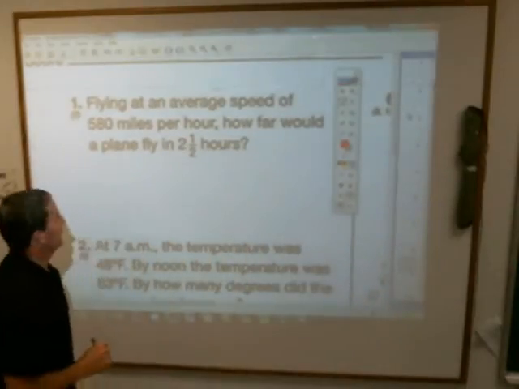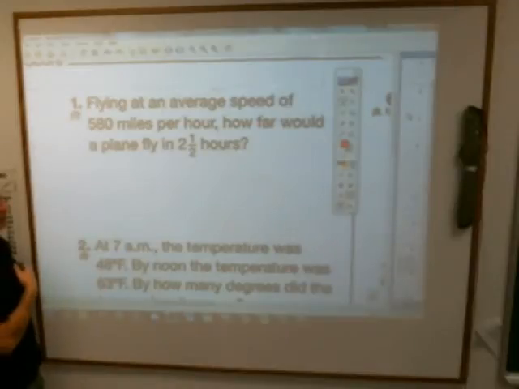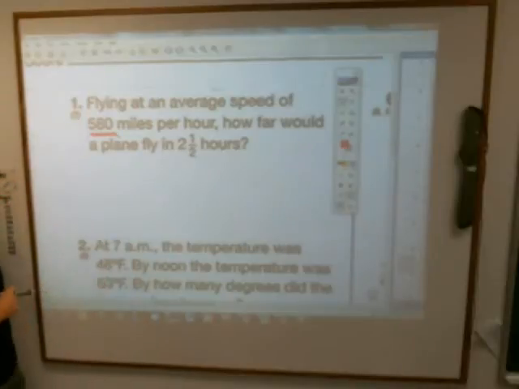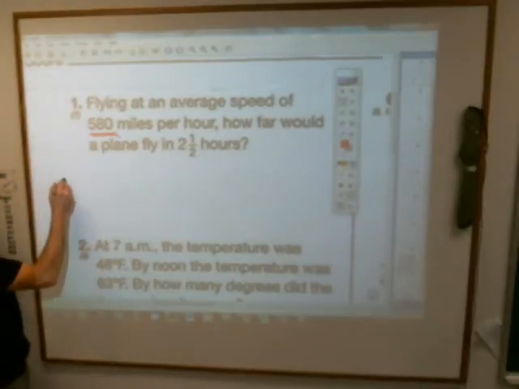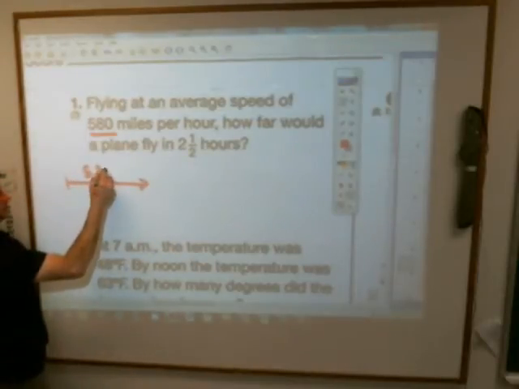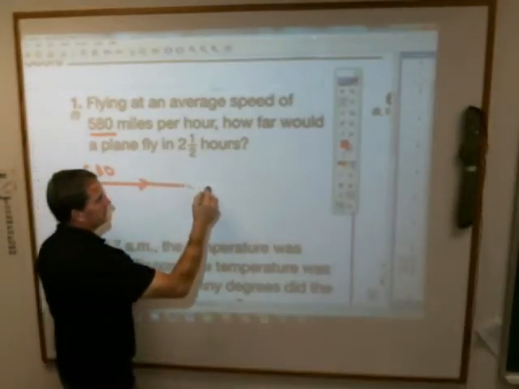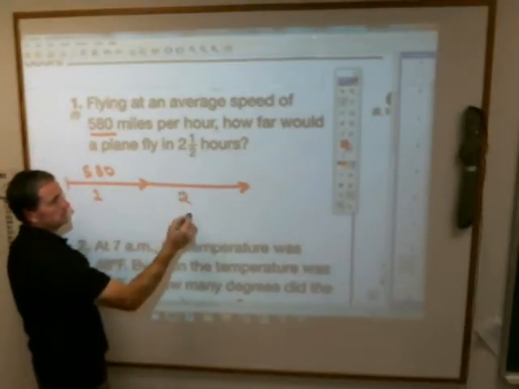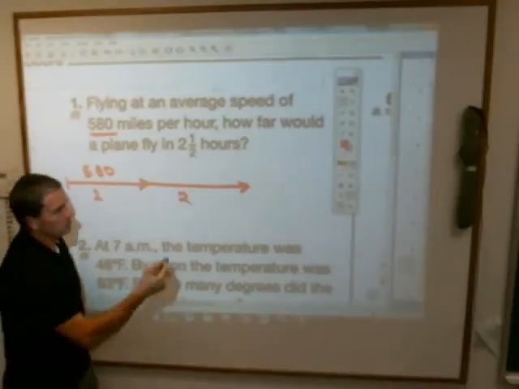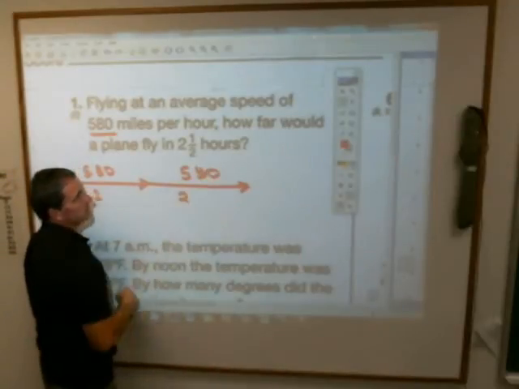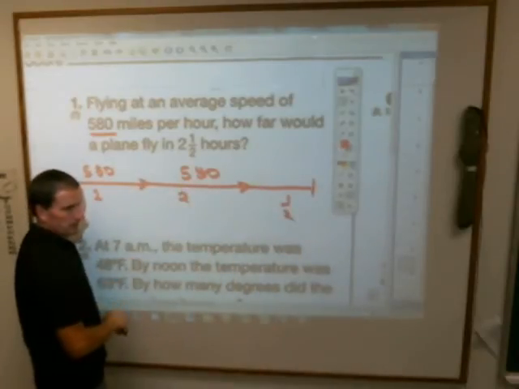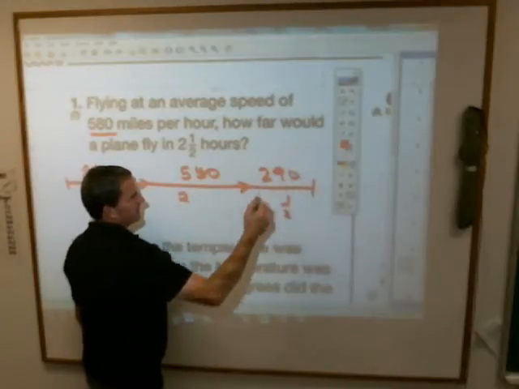Flying at an average speed of 580 miles per hour, how far would a plane fly in 2.5 hours? So Emily, what's this say? Your plane is going 580 miles for every hour, correct? So in the first hour, it's going to go 580 miles. How many miles is it going to go in hour number 2? If it goes 580 miles every hour, how many more miles will it go? Another 580 miles, right? And then it's only going for a half an hour there, which is going to be half of 580. Anybody? 290.